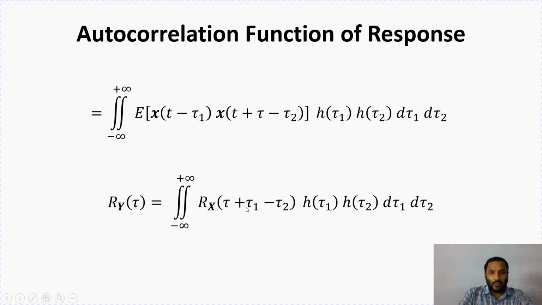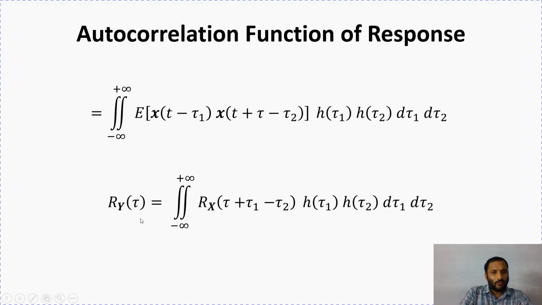Again, tau 1 and tau 2 are dummy variables. That means this is a definite integral, so the dummy variables go away in the integration. The tau 1 and tau 2 integrate out, and whatever is left is only a function of tau. It is very important to see that this entire integral is only a function of tau. It doesn't depend on small t. That is why the left hand side of this expression is modified and written as Ry of tau, as the time difference between the time points.